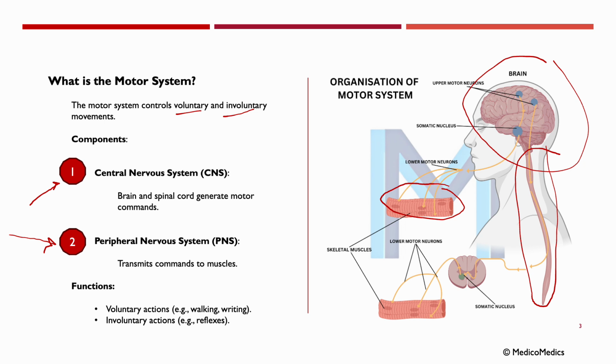Now, functionally, the motor system handles two major types of actions. We have voluntary movements like walking, talking, or writing, so movements that we consciously control. And we have involuntary movements like reflex arcs or muscle tone, things that happen automatically without conscious effort.